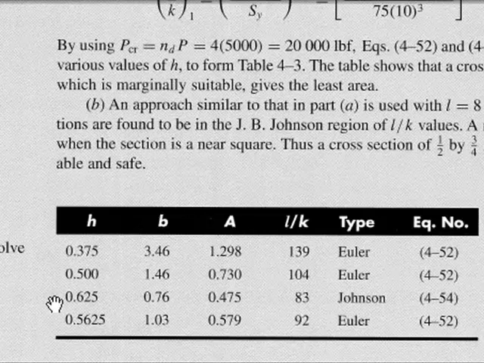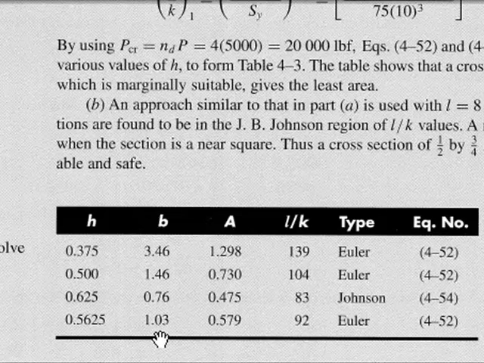And then the final one is a guess of 0.5625, and this one came out Euler, giving a b of 1.03 and an area of 0.579. Of all of these, it looks like the 0.625 has the smallest cross-sectional area, which is the minimum material use, and so we would go with the 0.625, and if we prefer standard sizes, we wouldn't use the 0.76.